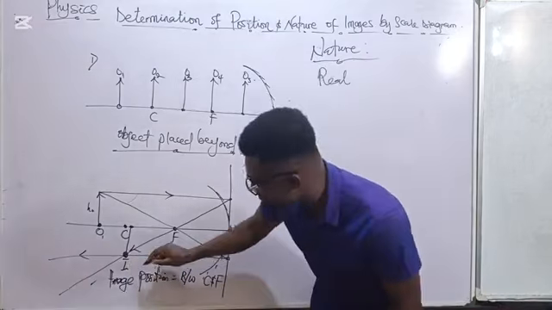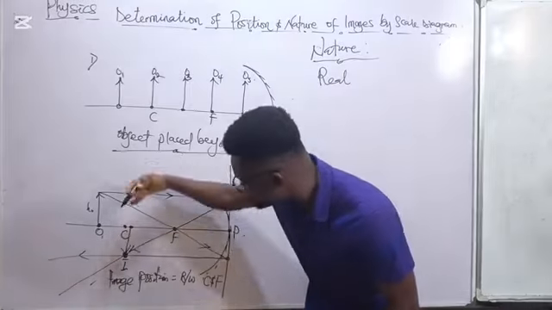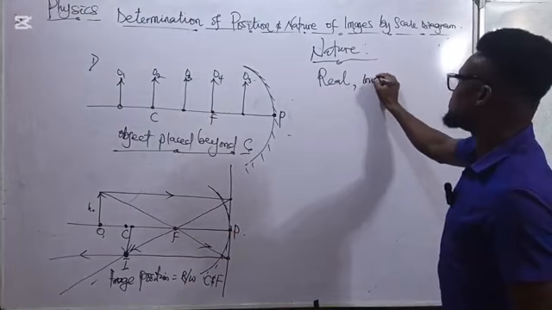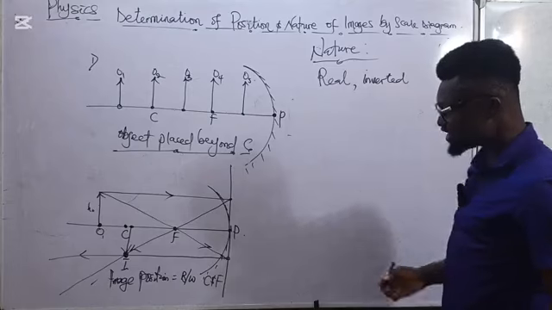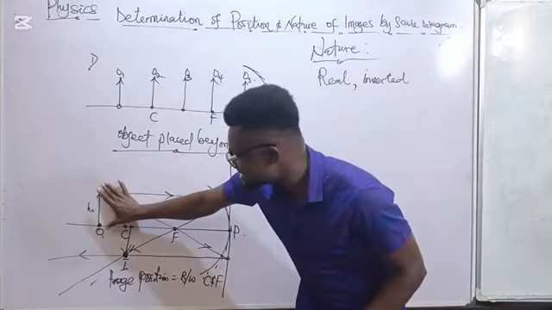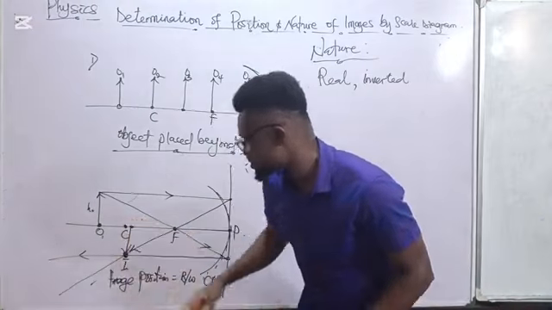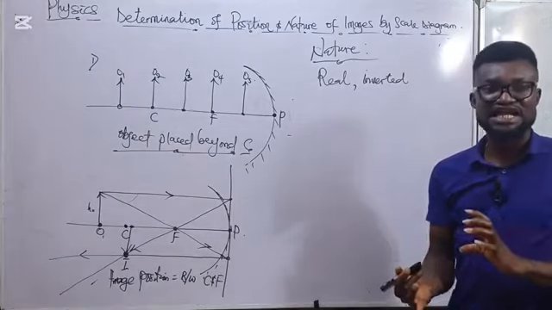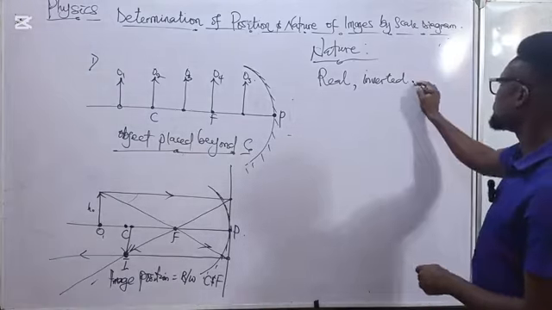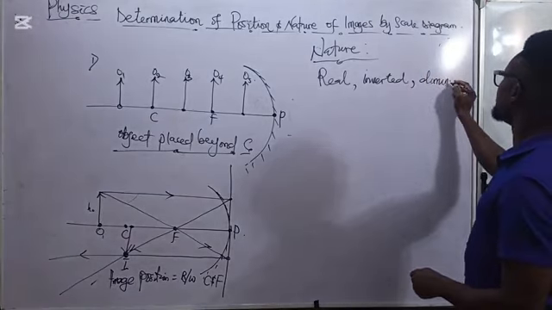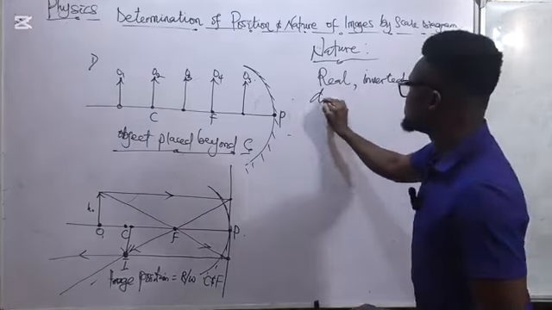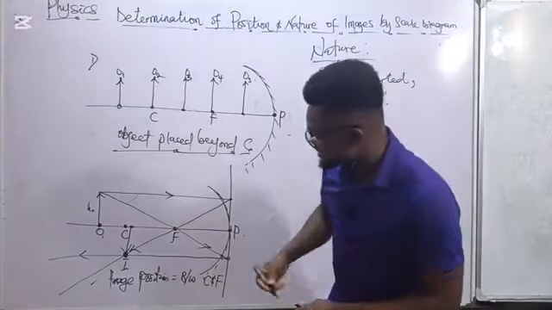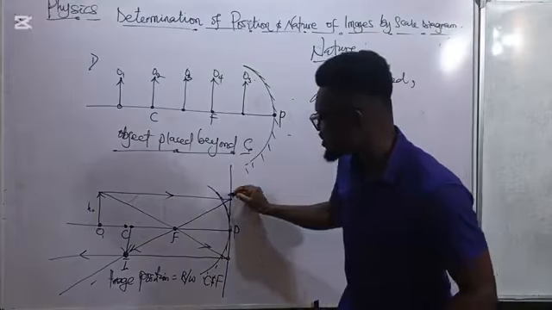And any real image must be inverted, so the head of it will be downward. So it is a real image, therefore it must be inverted. Then if you compare the size of the object with the size of the image, you will see that the image is smaller than the object. So the size of the image is diminished.